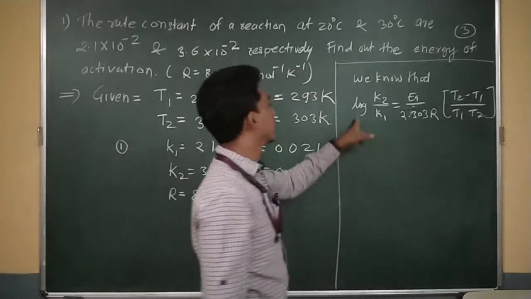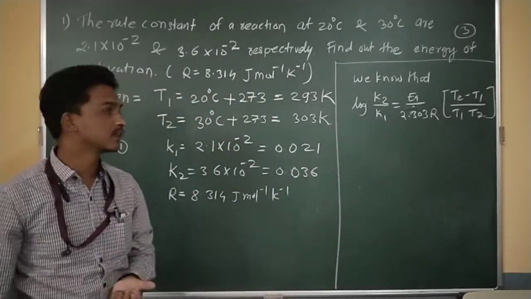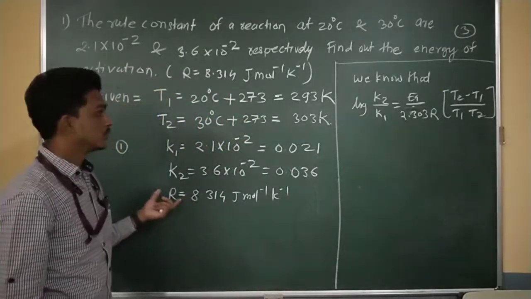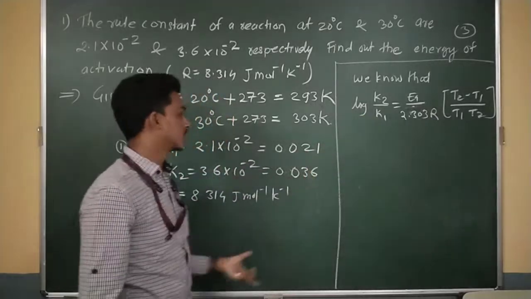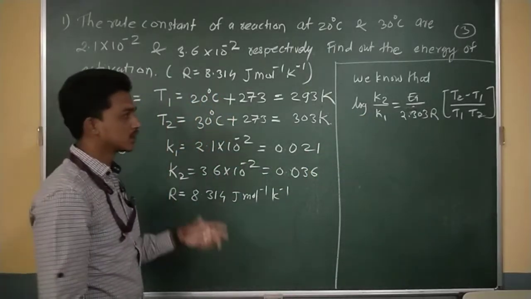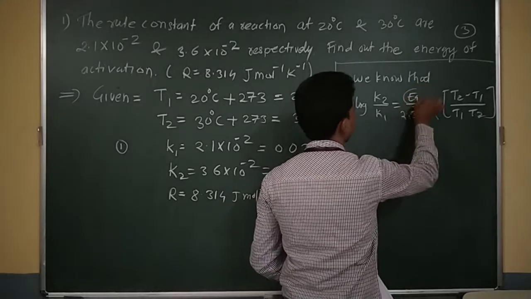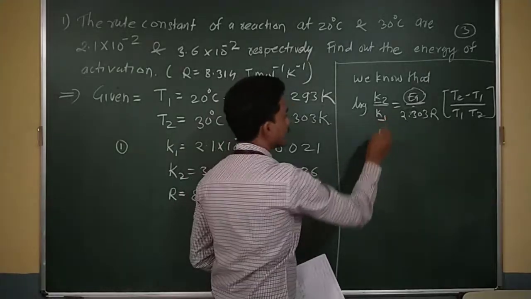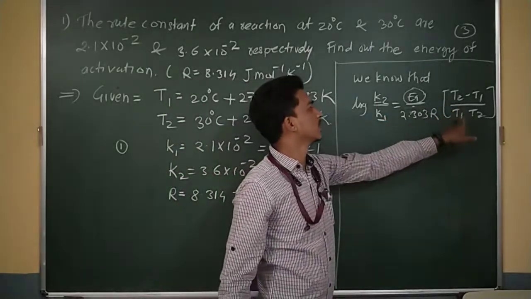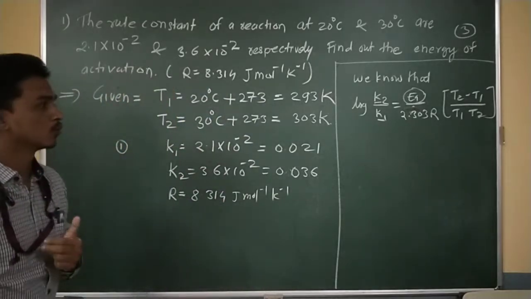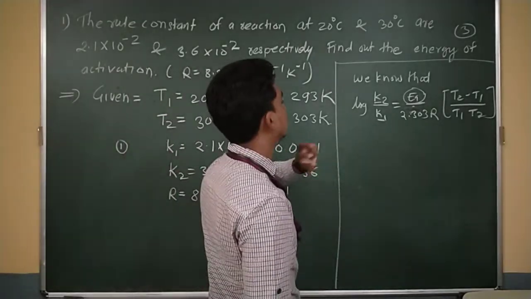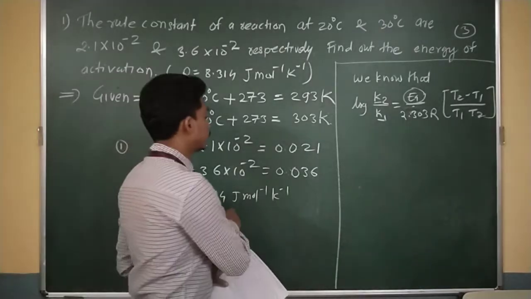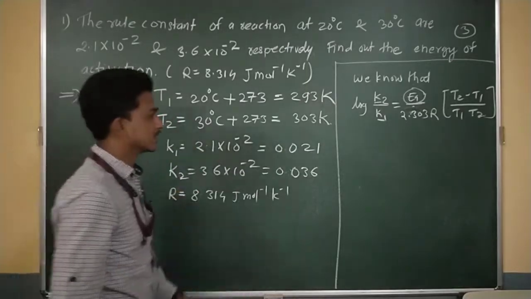This formula we have already covered in our previous video lectures. This formula comes from the integration method. So by using the integration method, by using this formula, we can calculate the value of the energy of activation. We have to calculate this value. The K2 value and the K1 value we know, then this R value, and the values of T1 and T2 we also have to know. So by using this formula we can calculate the energy of activation.